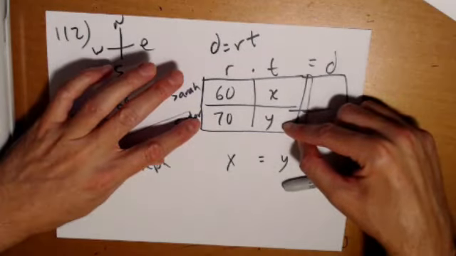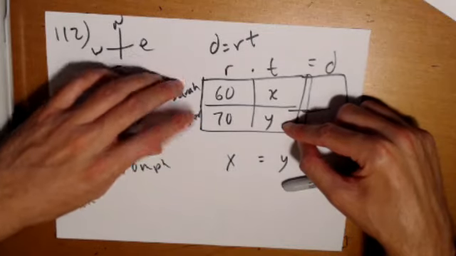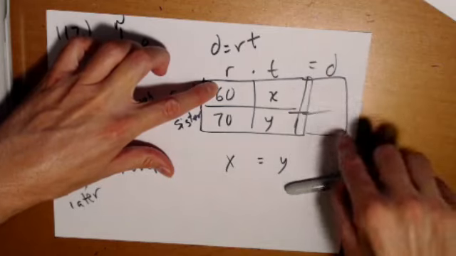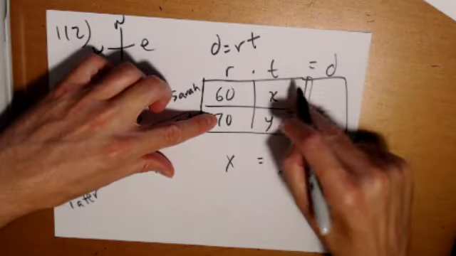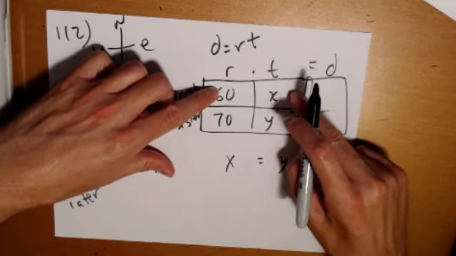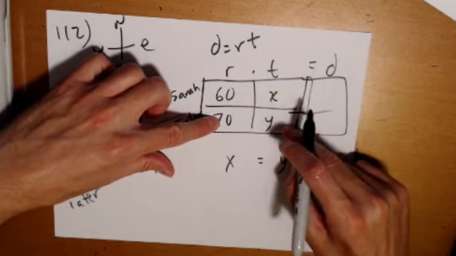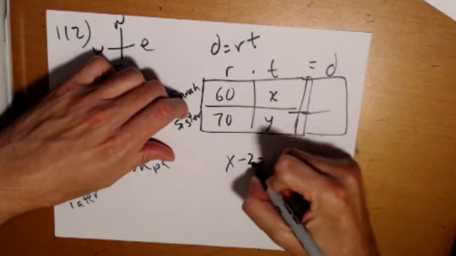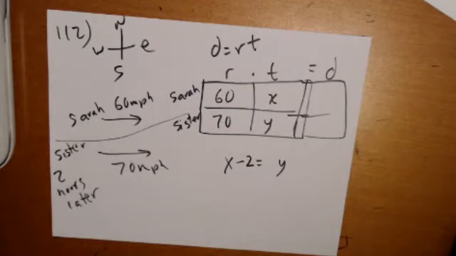112. Same road, leaving 2 hours later. So if Sarah's on the road for 10 hours, then sister would be on the road for 8. 10 and 8. So here's the tricky part. In order to make them equal, I'd have to put the minus 2 on that side. Ponder for a second.